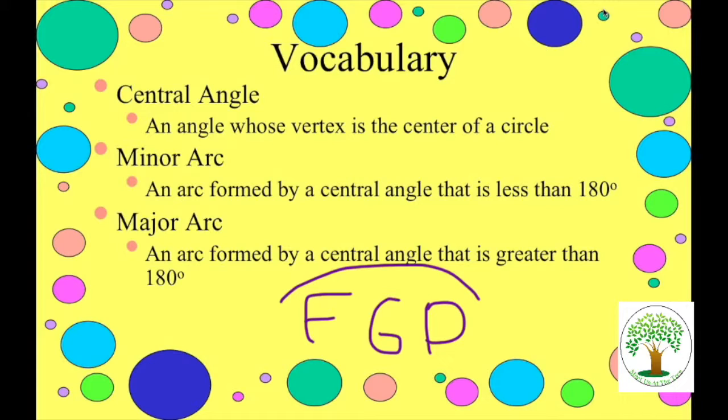I want you to notice, how many letters did I use for a major arc? Three. To tell you which way to go. If I named it FD and FD, you wouldn't know which one's the major and the minor. So when it's a major arc, you make sure you put that third letter in there so you know which direction to go through.